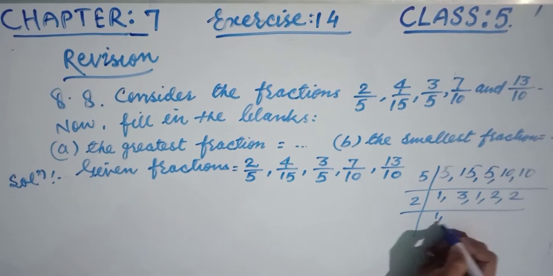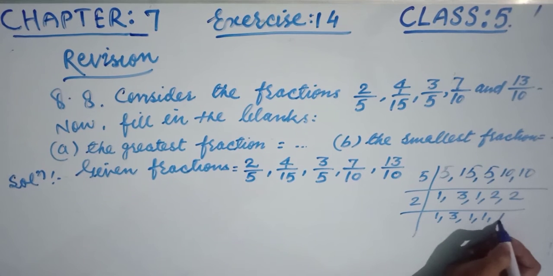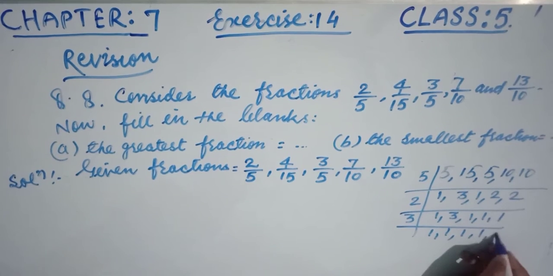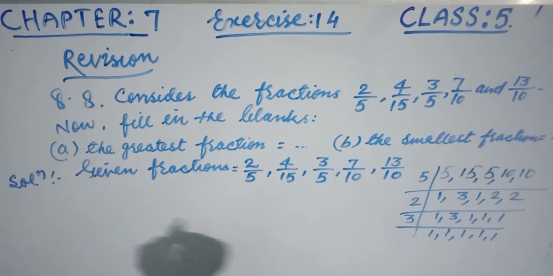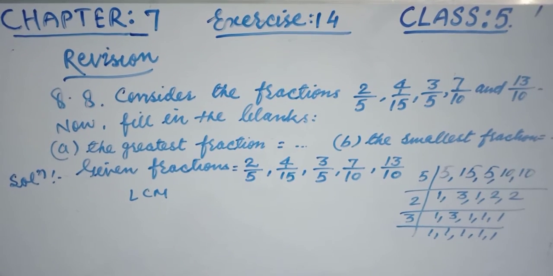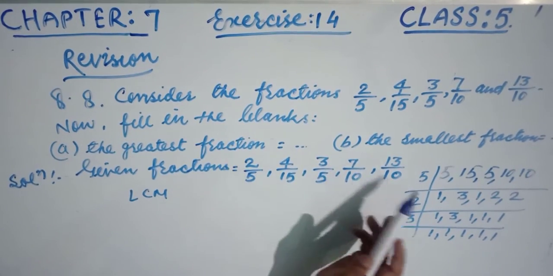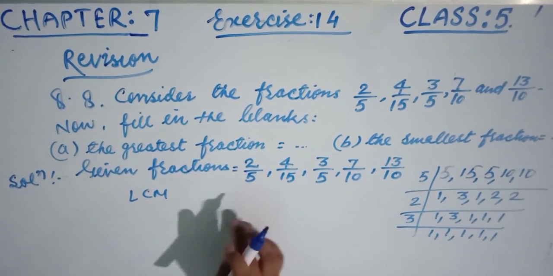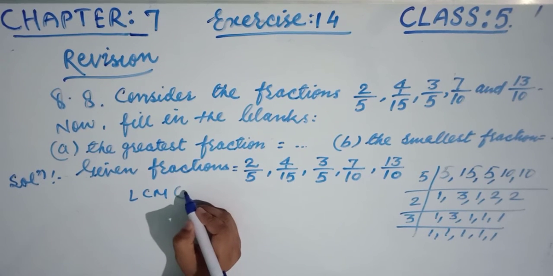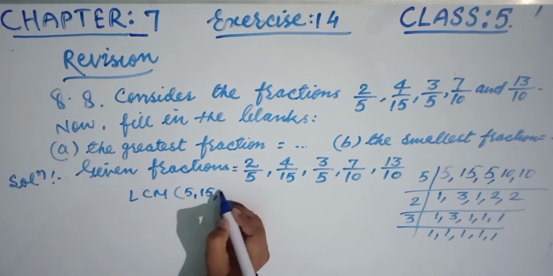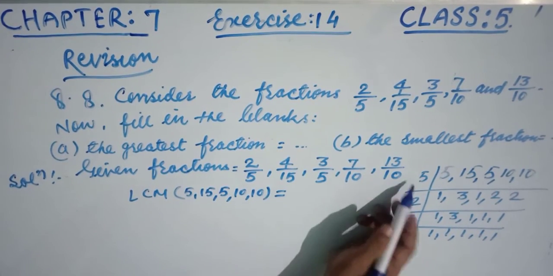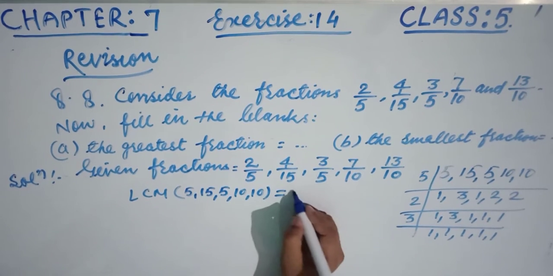Okay, once again: 2, 3 as it is, 1 as it is, 1, 1, and then 3, 3, 1, 1, 1 and 1. Now 5 multiplied by 2 multiplied by 3, friends, means the LCM. We can write the LCM, but our motto is not to find the LCM. Our motto is to find the greatest fraction and the smallest fraction. This is why we took the LCM of 5, 15, 5, 10 and 10, which is equal to 5 multiplied by 2 is 10, and 10 multiplied by 3 is 30, friends.